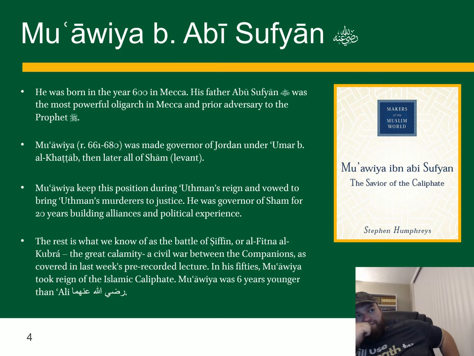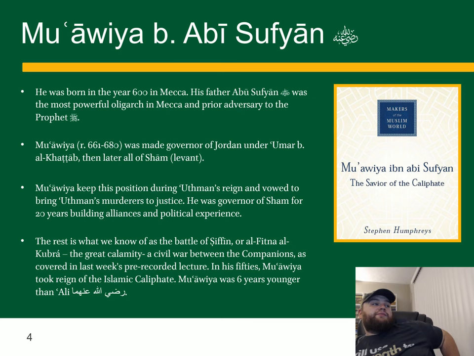And so he had built all kinds of alliances and political experience as a governor. Really, he had 20 years of governorship and then 20 years of being caliph, or 19 technically. So he had a lot of political experience. He knew how to gather support from his own local constituents.